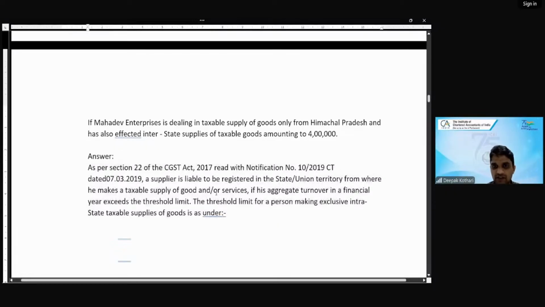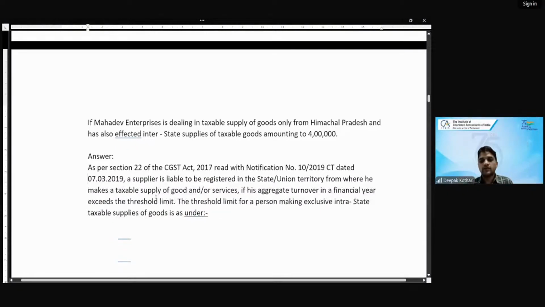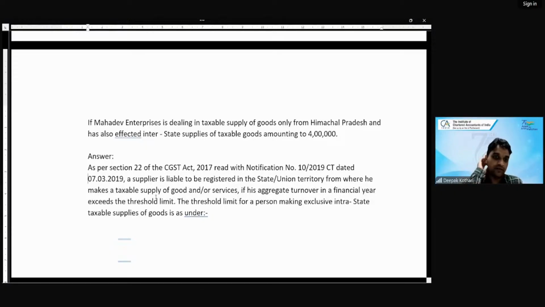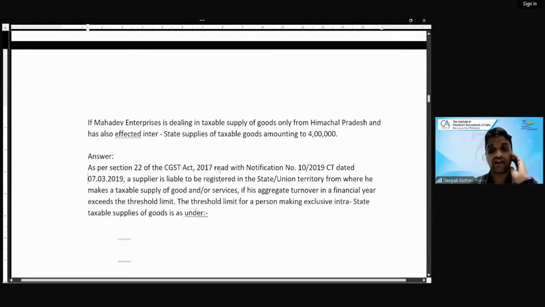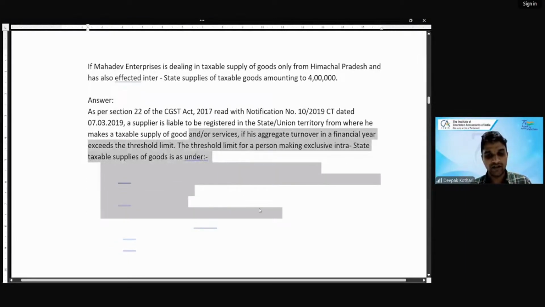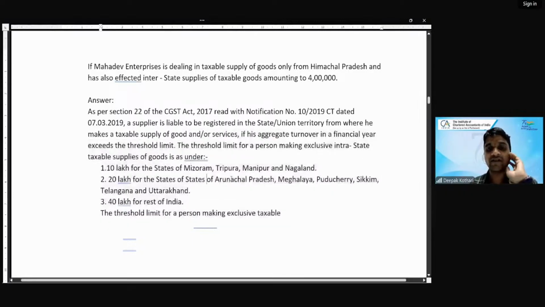As per section 22 of the CGST Act, read with the notification, okay, not relevant, but you have to keep it in your mind. A supplier is liable to be registered in the state or union territory from where he makes a taxable supply of goods or services if his aggregate turnover in the financial year exceeds the threshold limit. The threshold limit for a person making exclusive intrastate supplies is as under: 10 lakhs in case of Mizoram, Tripura, Manipur, and Nagaland, 20 lakhs in the states of Arunachal Pradesh, Meghalaya, Puducherry, Sikkim, Telangana, and Uttarakhand, and 40 lakhs for the rest of the states in India.